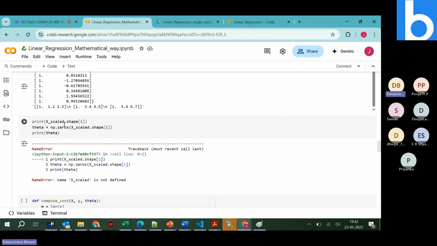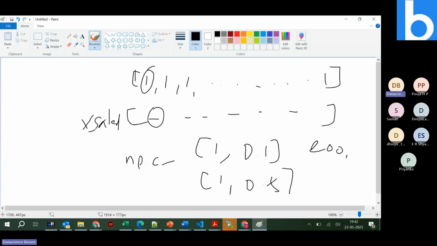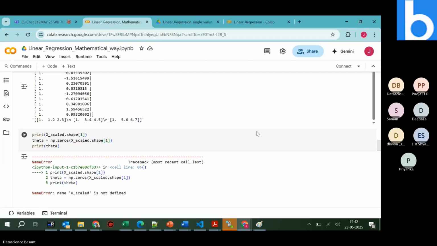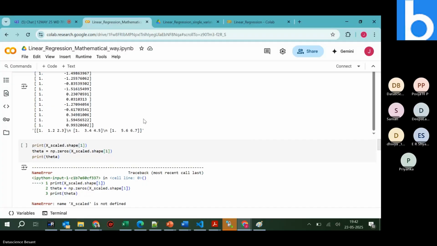Now print x_scaled.shape[1]. Previously the shape of x_scaled was 200 comma 1. Now it has become 200 comma 2, because we have two columns. So x_scaled.shape[1] will print 2. Then theta is equal to np.zeros of x_scaled.shape[1]. The same structure was followed in theory also. So print theta, you will get two zeros.